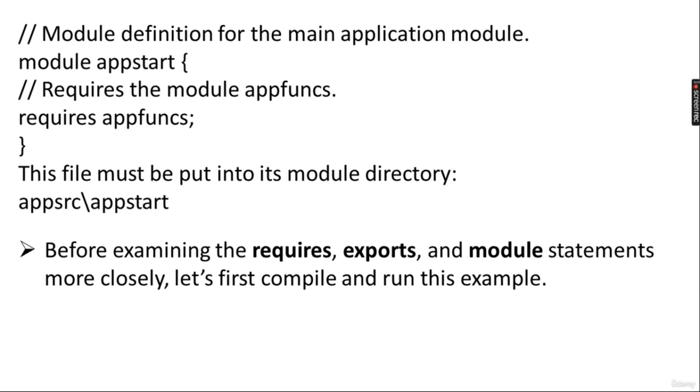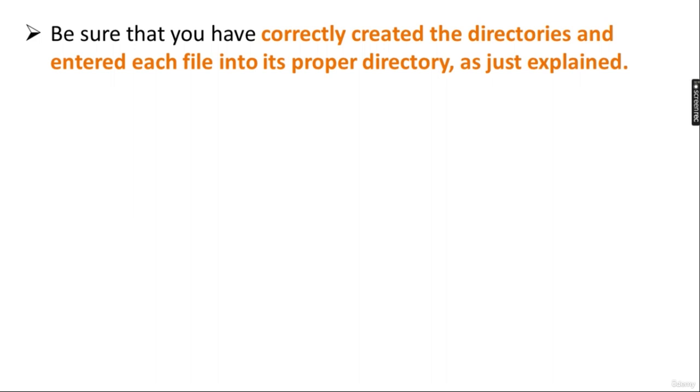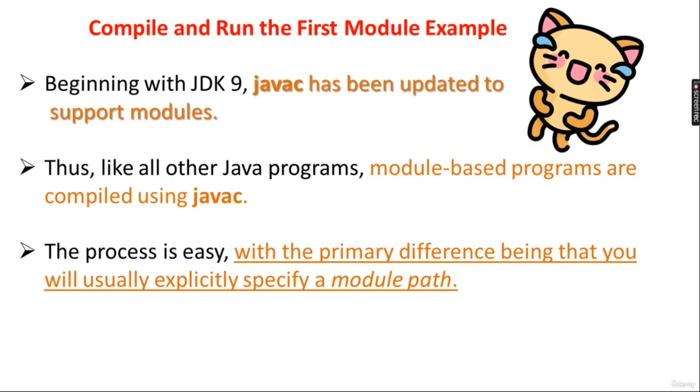So before we see the remaining keywords like requires, exports and module, we will first compile and run this project and see the output. Be sure that you have correctly created the directories and entered each file into its proper place. So compile and run the first module example. Javac has been updated to support modules beginning with Java 9. Just like all other Java programs, module-based programs are compiled using javac. The process is easy, with the primary difference that you will usually explicitly specify a module path. All other things are the same. What extra thing you have to do is explicitly specify a module path.